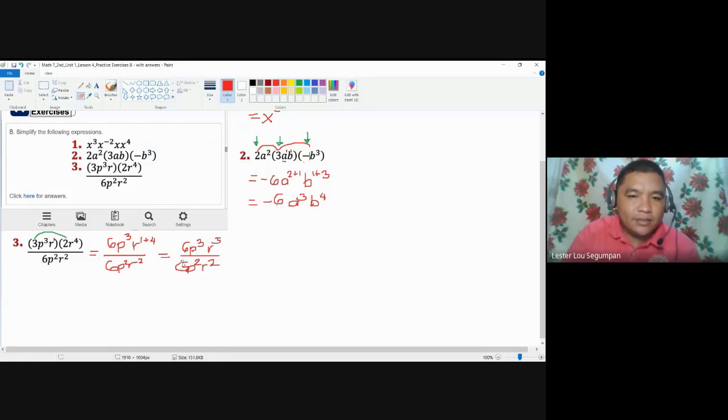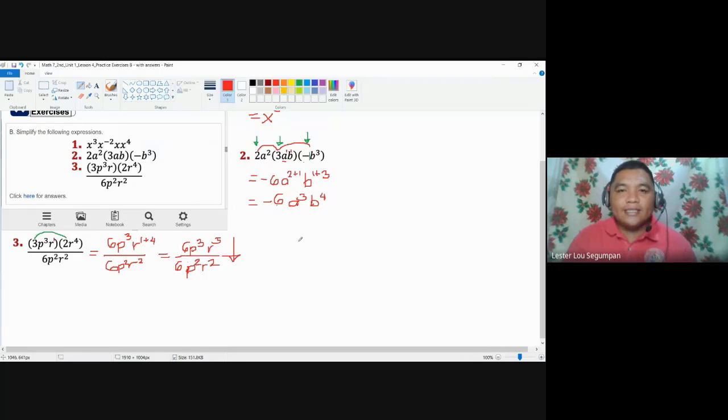Let me rewrite this denominator. That is the result of the numerator: 6p cubed r to the power of 5 all over 6p squared r squared. Now that your numerator is already a monomial term and your denominator is also a monomial term, and all of them are under multiplication, and between them is division. So let's try to use the division law.